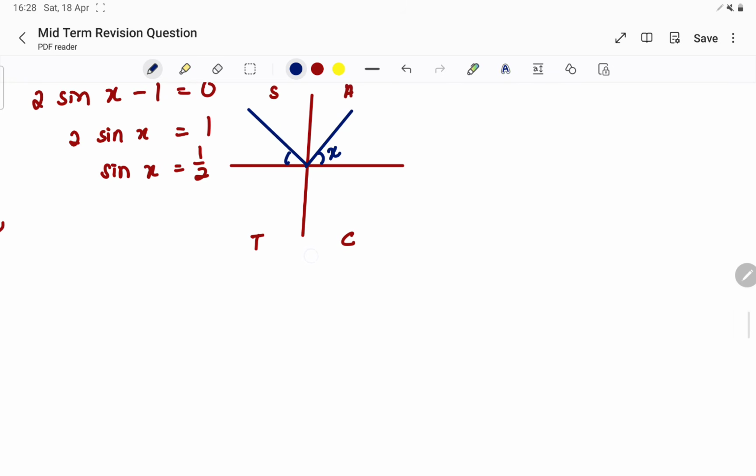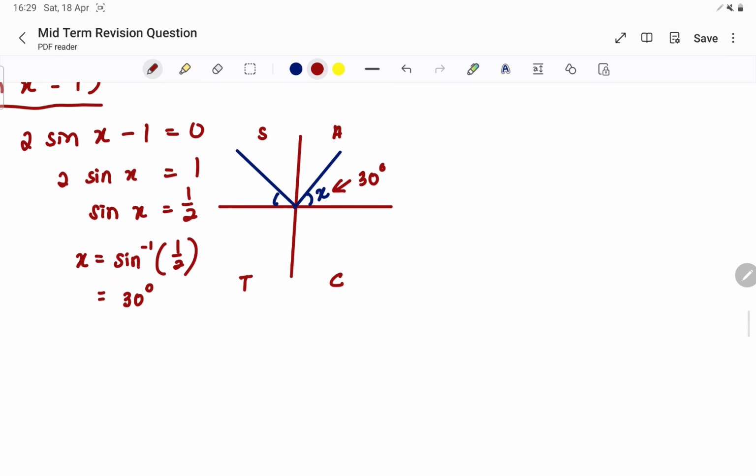Okay, this value of x, you can use inverse trigonometry. So you can find the value of x using sine inverse 1 over 2, which you're going to get equal to 30 degrees. Okay, where is this 30 degrees? 30 degrees is actually at x here, 30 degrees.